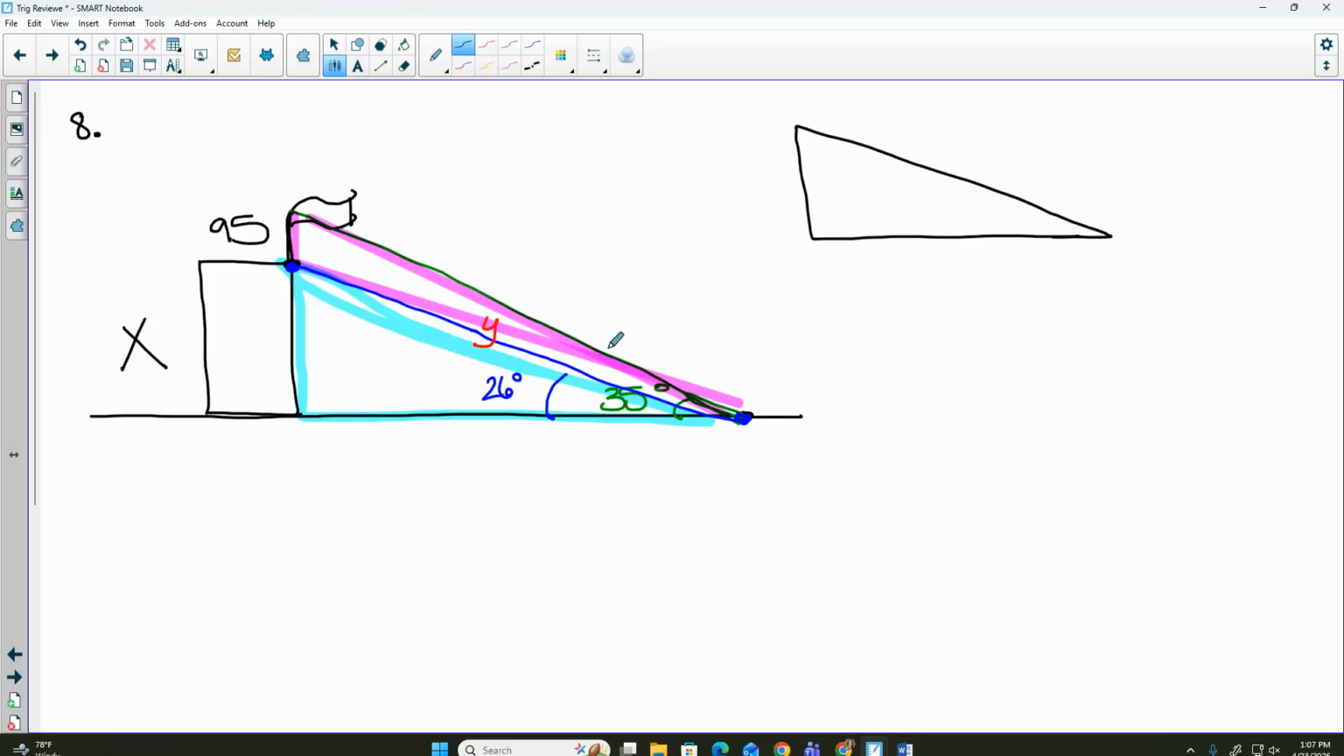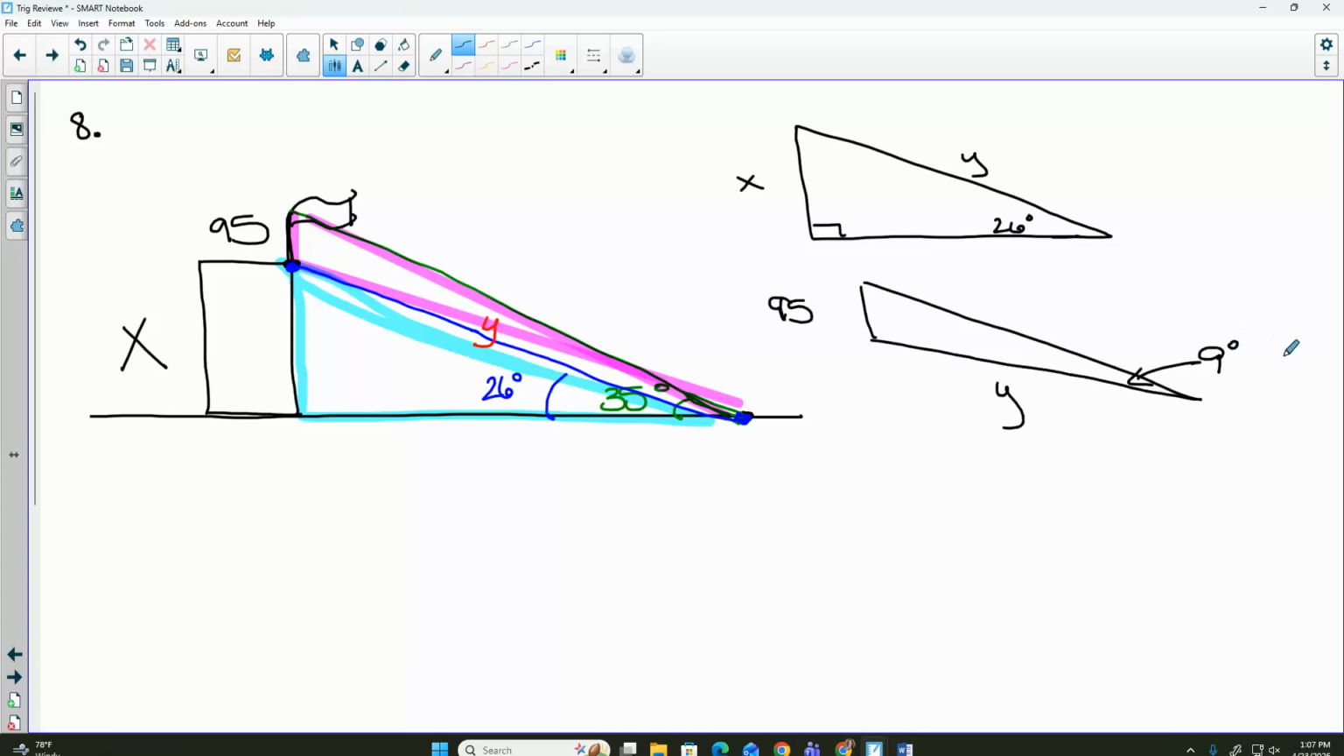So in my teal color triangle, I know this angle is 26 degrees, this is side y, this is x. This would have to be a right angle. We're going to assume the building's perpendicular to the ground. Our little triangle, okay, this height was 95. This side is y. What would this angle measurement be? 9. You have to do 35 minus 26, which is 9.